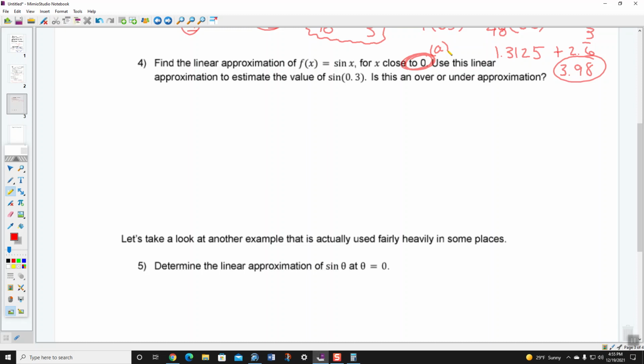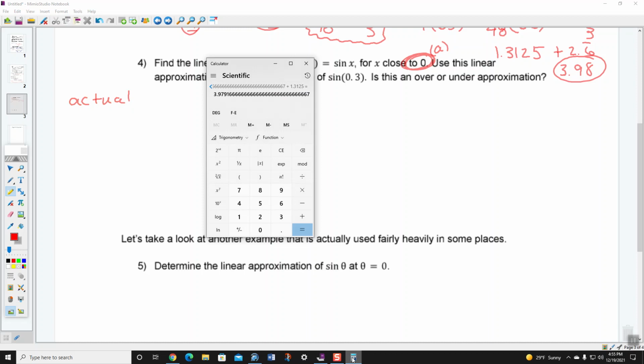Now understand when we start talking trig functions, you're always going to use radians. You will always use radians from here on out if you see any trig functions. Question is, is this an overestimate or an underestimate? Well, let's do the actual right now, and then we'll tell. Okay, so if I go actual right here, I'm going to jump into my calculator. I'll make sure I'm in radians here. Hopefully it looks like I'm in degrees up here, so I'm going to switch that to radians. I'm going to type in 0.3, and then I'm going to go sine. There it is. Sine of 0.3, we get about 0.2955.